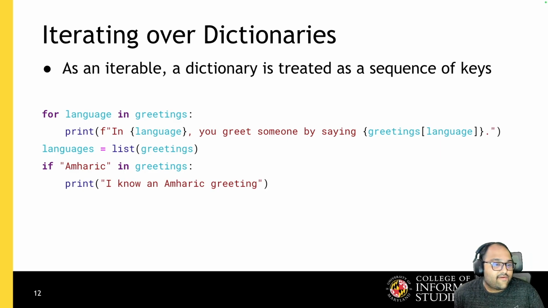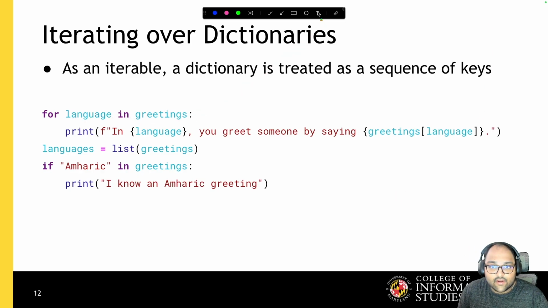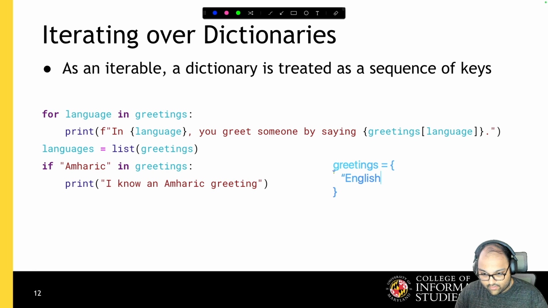So you can say, hey, for language in greetings, print in language you greet someone by saying greetings at language, right? So at key, right? So language is a key. So for example, let me see if I can pull this up here, right? So let's say I had greetings equal to curly brace, let's just say English, hello, and ignore that I forgot the quotes, but for now we'll just do that. Spanish colon hola.